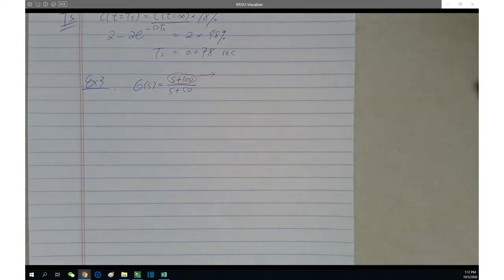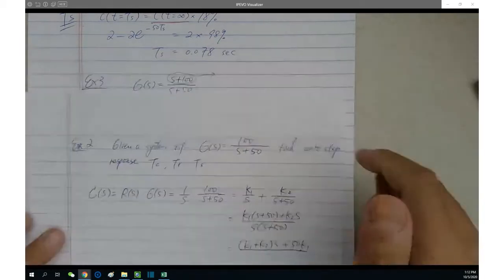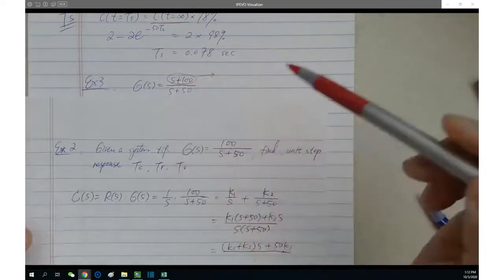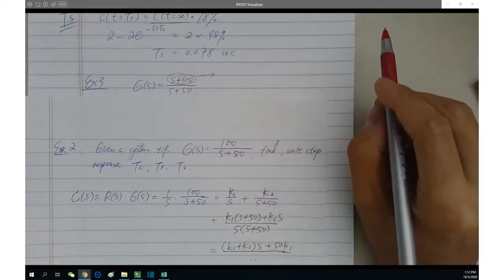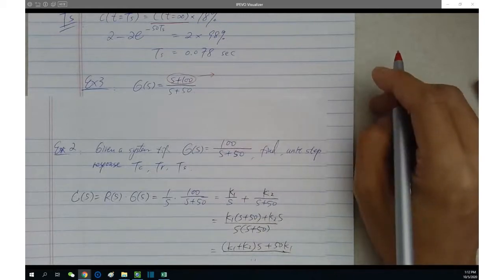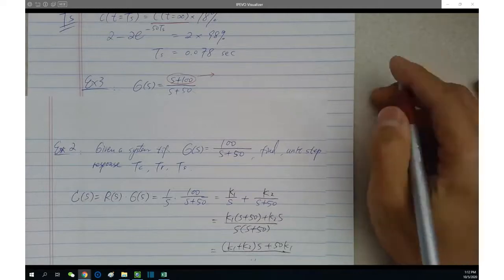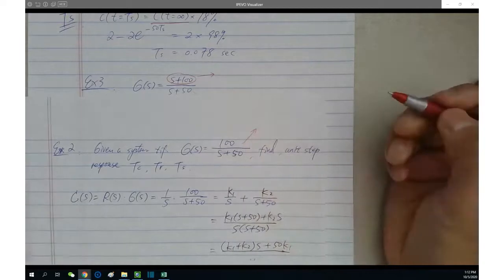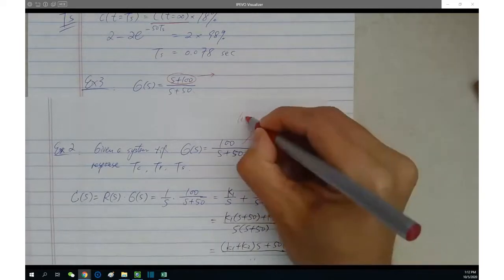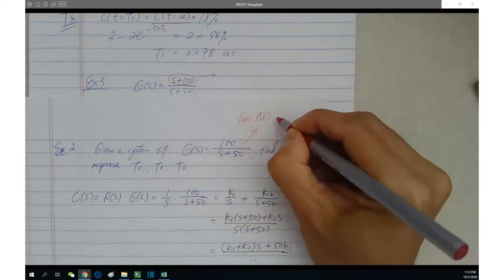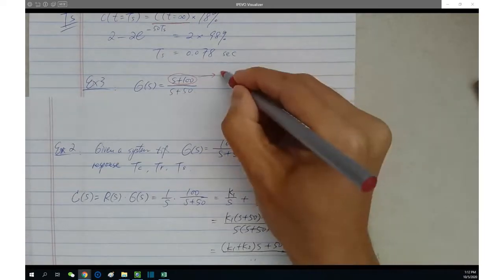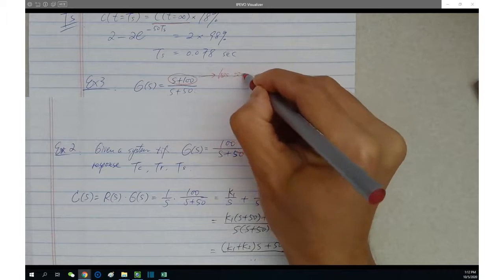What's the difference between this transfer function and the example two transfer function? What's the difference between these two? Anyone can describe the difference? Oh, very good, zero, very good. John is right. This transfer function has what? No zero. This one has what? A zero.